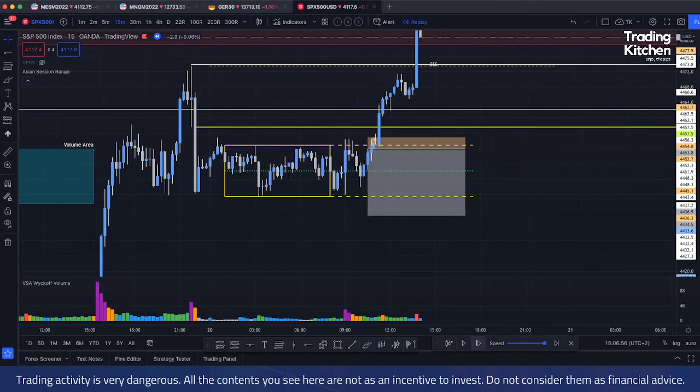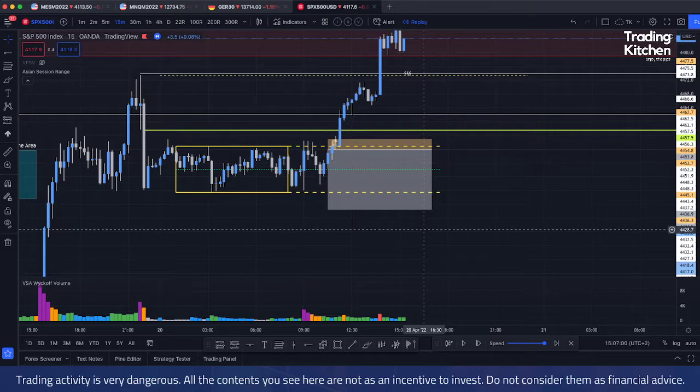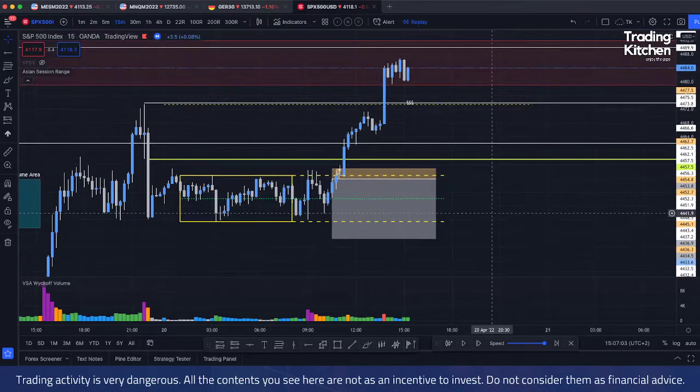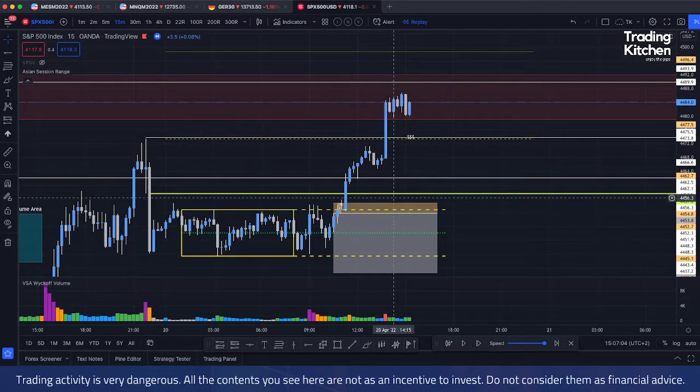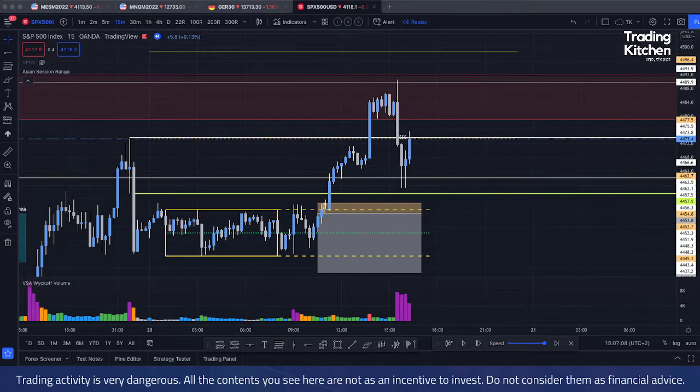Price reached our supply zone. We are close to US opening. Let's see what it will do now.